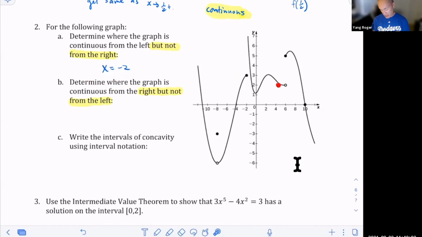If I'm at 6, if I come from the left, it's not continuous. But if I come from the right, it actually is continuous. So when I want to determine where the graph is continuous from the right, but not from the left, that's going to be x equal to 6. I had one student suggest that maybe x equal to 10 was a potential point. This guy is continuous from the left, but it's also continuous from the right. So it violates the but not continuous from the right part. I hope that makes sense to you.